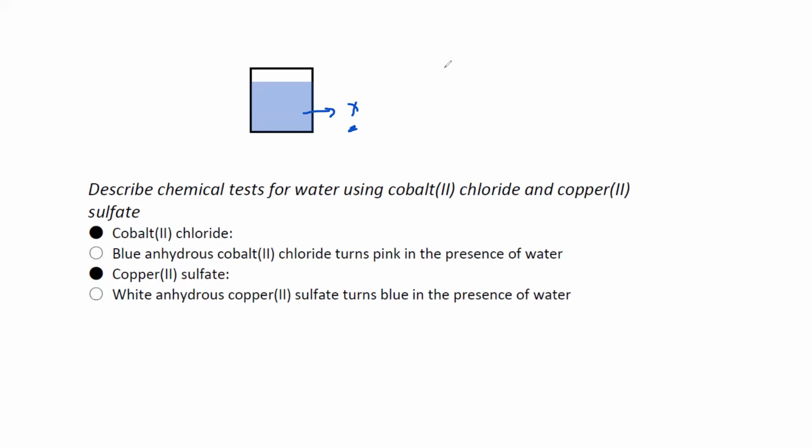So if we use cobalt(II) chloride, which is anhydrous, that is originally blue in color. When there is no water present with it, it is blue. But when we transfer this anhydrous cobalt chloride to a container, if there is water present, then it will show a color change and turn pink. So anhydrous cobalt chloride in the presence of water turns pink.